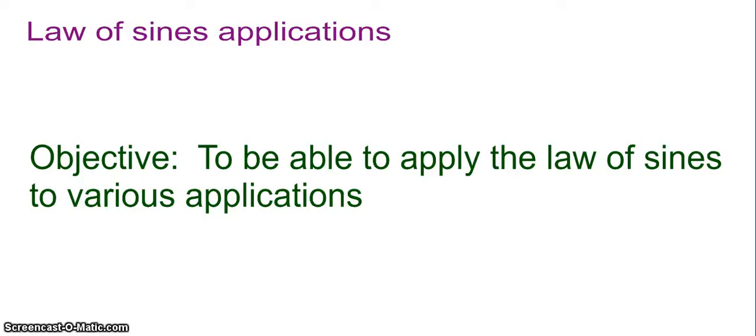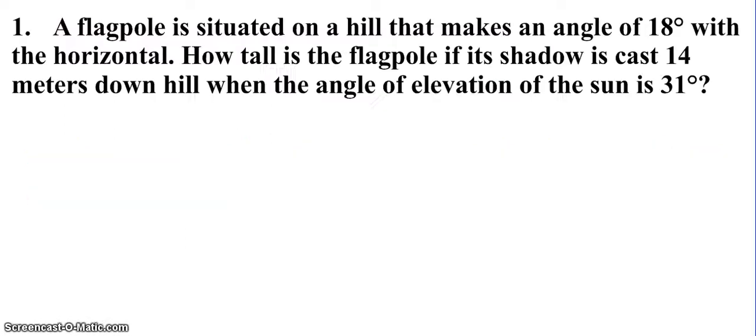Alright, now we're going to look at applications using the law of sines, right? Okay, so first we have a flagpole situated on a hill that makes an angle of 18 degrees with the horizontal. How tall is the flagpole if its shadow is cast 14 meters downhill when the angle of elevation of the sun is 31 degrees? Okay, so what is going on here?